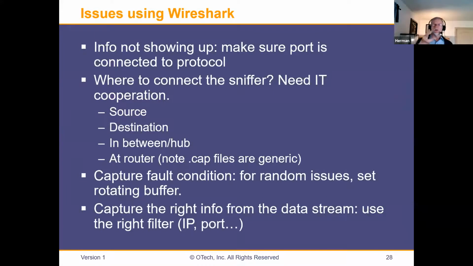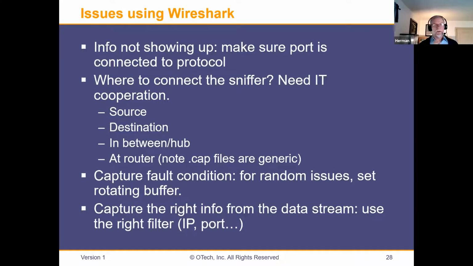What are some of the issues regarding Wireshark? First of all, the information doesn't show up on your Wireshark screen. It's almost always the port number. It's not connected, or you didn't capture the right interface, the right NIC card. So make sure you connect to the right NIC card and the right port number, right? That's probably the number one issue where people say, okay, I don't see anything.